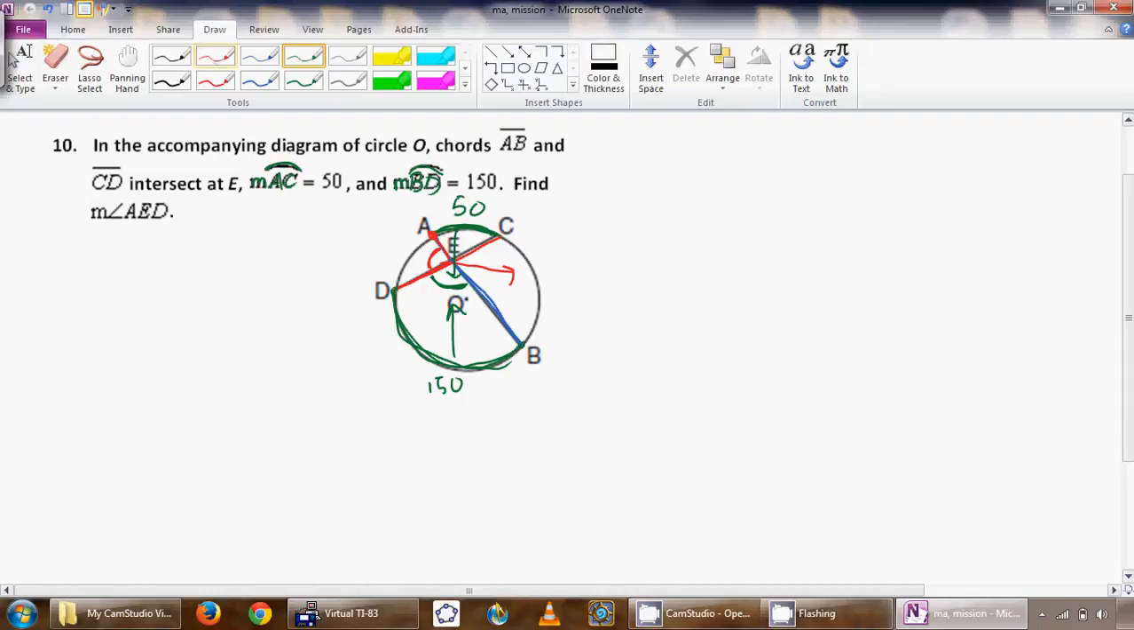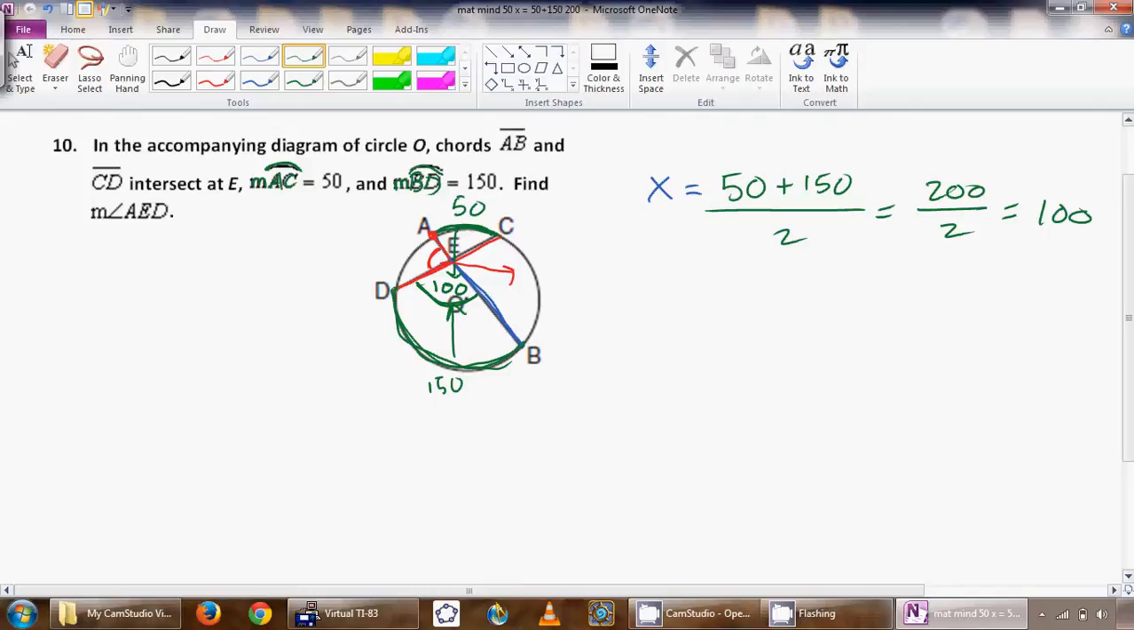This angle I will call X. And I know that angle comes from averaging my two arcs. So averaging arc AC, which is 50, with DB, 150. I'm averaging, so that's 200 over 2. That's 100 degrees. Now putting that information back in my diagram, it turns out this angle is 100 degrees.